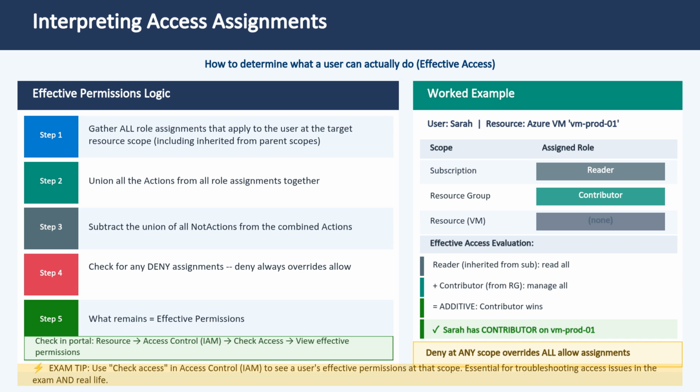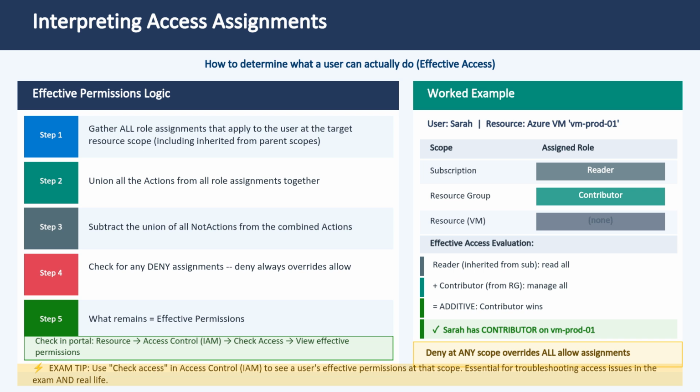How to check this in practice? 1. Go to the resource in the Azure portal. 2. Click Access Control IAM in the left menu. 3. Click Check Access tab. 4. Search for a user and it shows their effective role assignments at that scope. This is also how you diagnose why can't user X do Y.